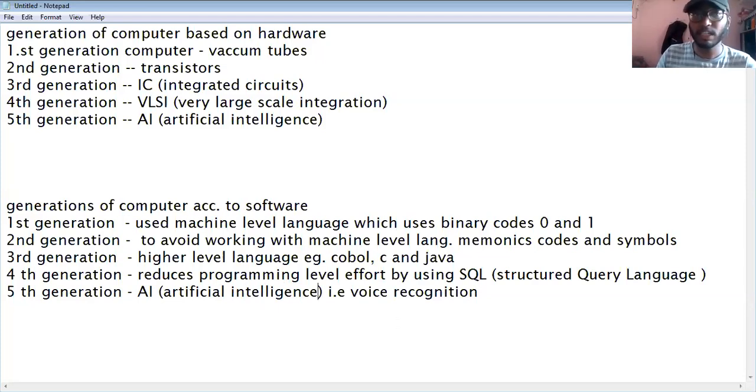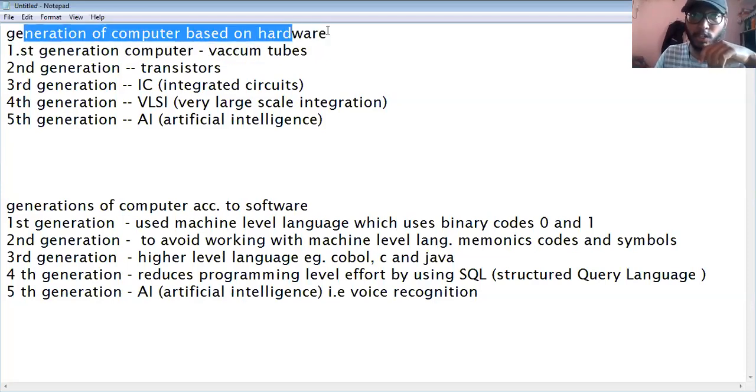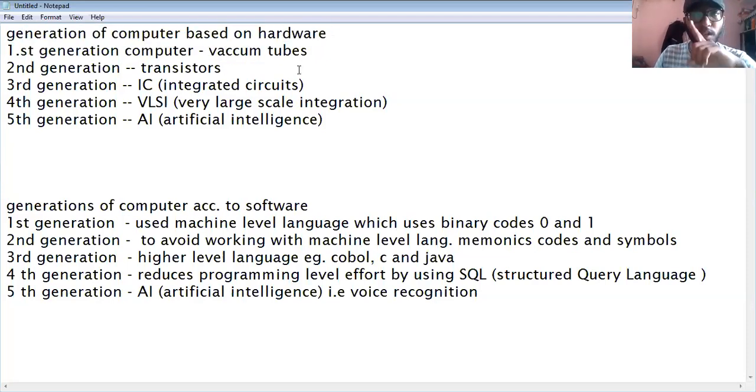Such are your best examples of your fifth generation, that is artificial intelligence. Today's topic was generations of computer according to your software. First of all, we will revise generations of computer according to hardware. As I told you, there were five generations: first, second, third, fourth, and fifth.